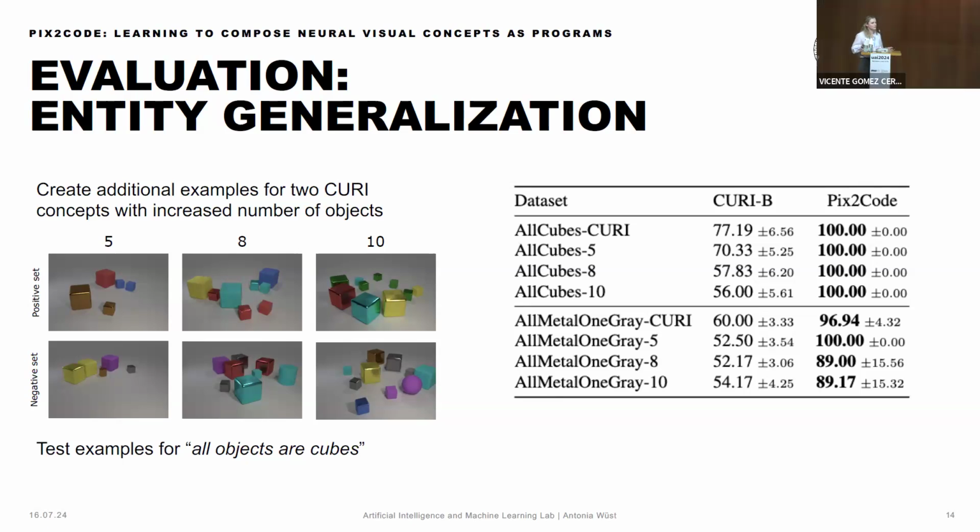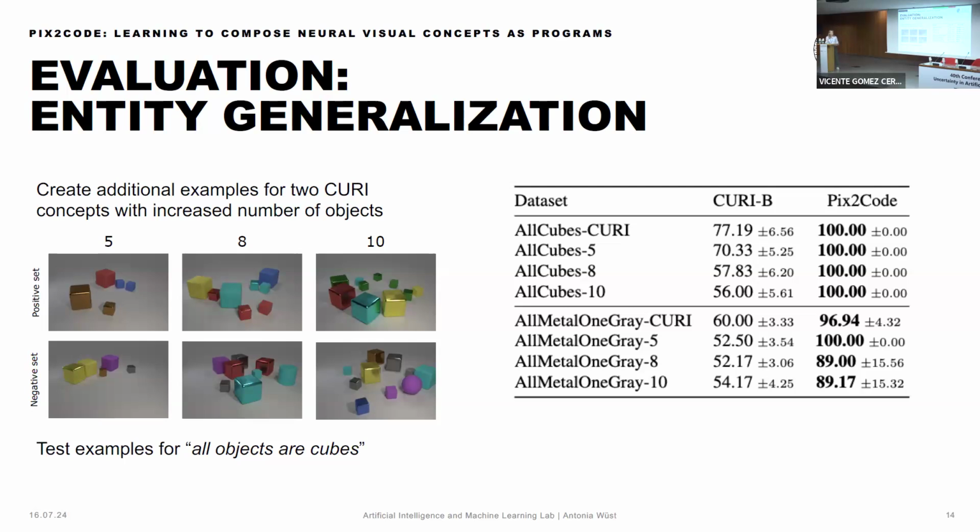And this you can see here. So usually we had 5 objects in the scene, and then we created images with 8 and 10 objects. And as you can see very well here, the baseline performance drops the more objects you have in the scene. But our program that we retrieved with Pix the Code still has a perfect accuracy, because in this case we found the program that perfectly encodes the concept. So it will always classify samples correctly.